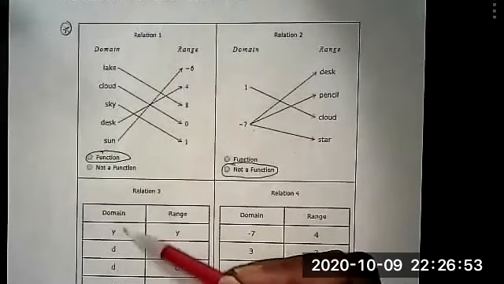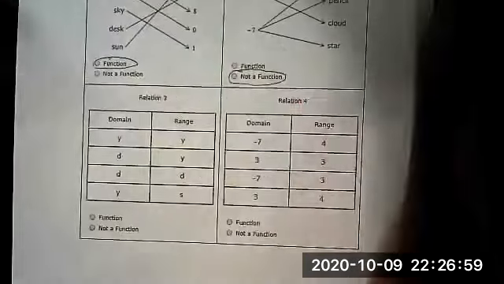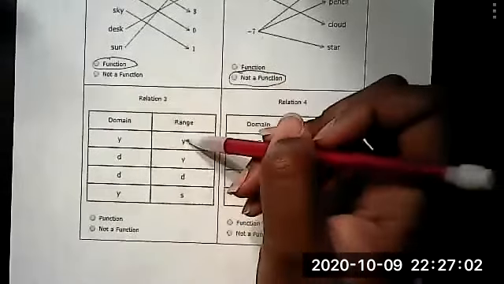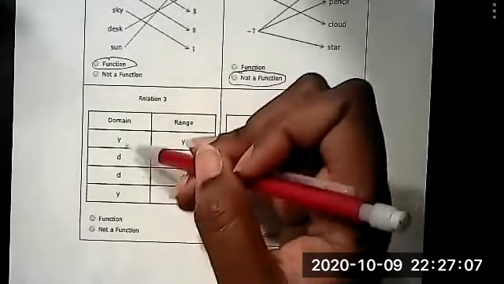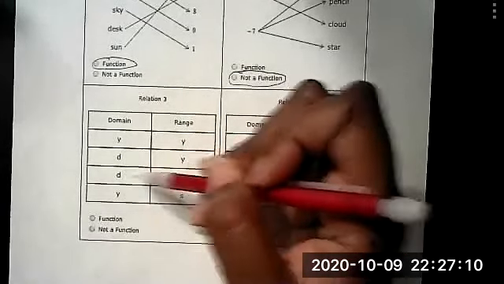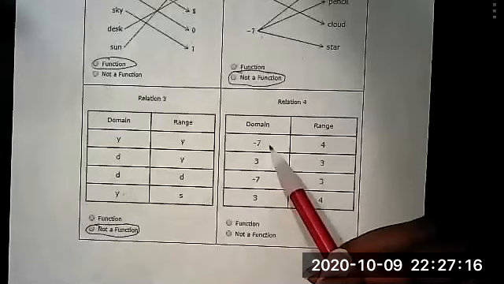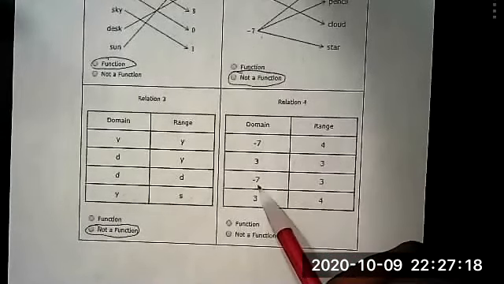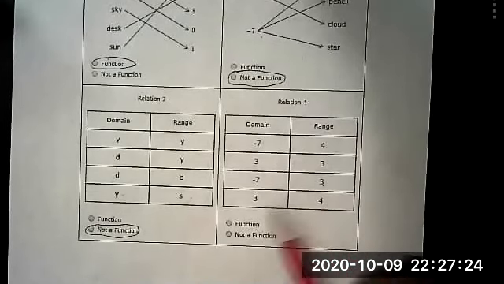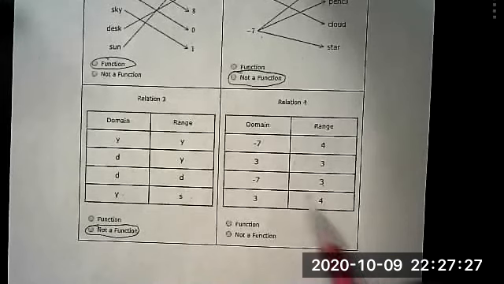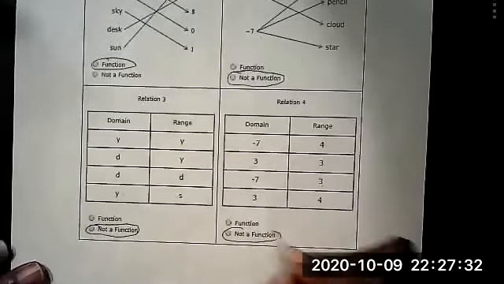Okay, same thing here. When you're looking at this chart here, the domain can't repeat. So you see how Y goes to Y and then Y goes to S. Y can't go to Y and S. Okay, and this D went to Y and then another D. It can't do that. Okay, this is not a function. Here, -7 went to 4 and -7 went to 3. -7 cannot go to 4 and 3. Okay, that's not going to work. These domains keep repeating, going to different places. This is not a function.